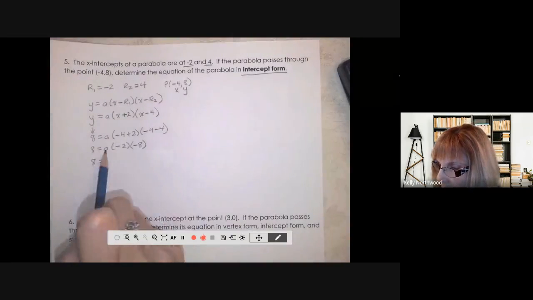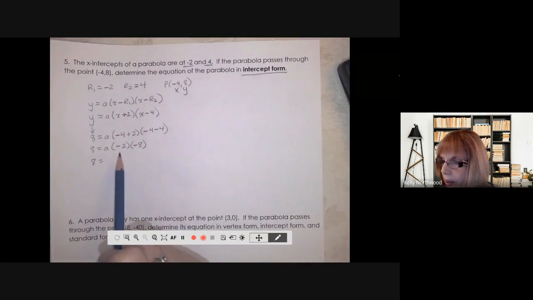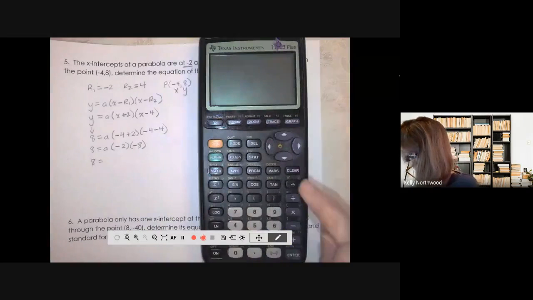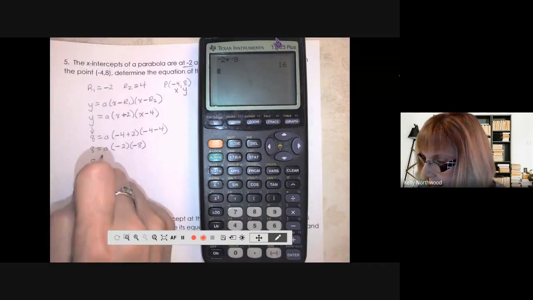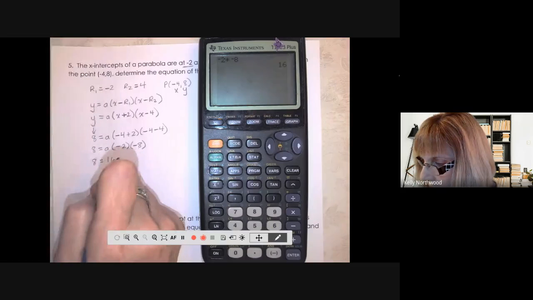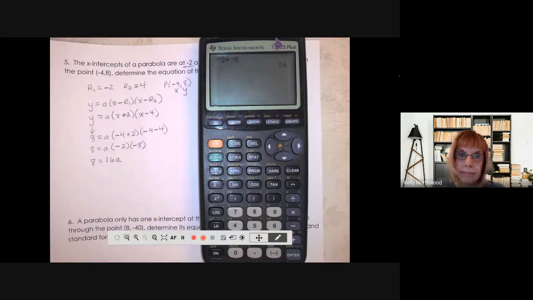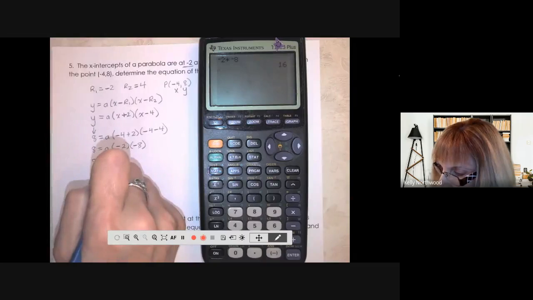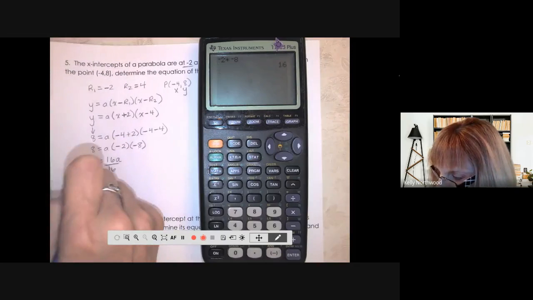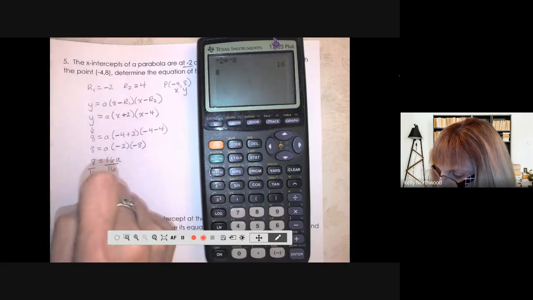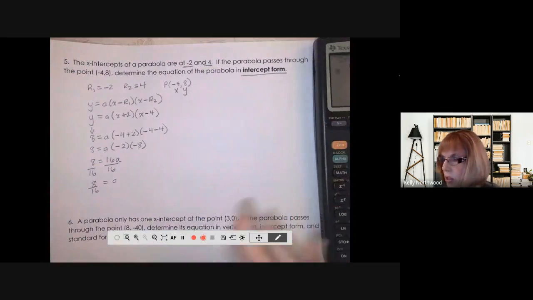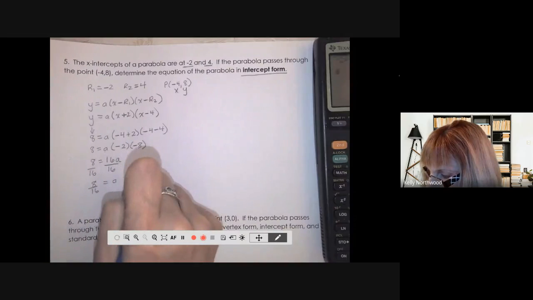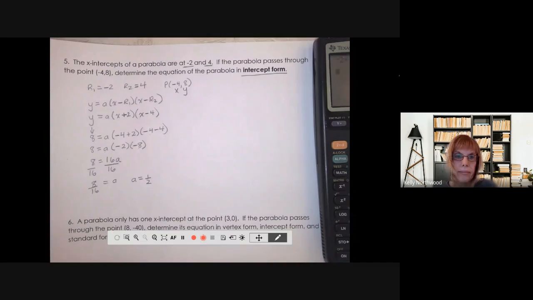Then remember, these are 3 things multiplying together. So I can do the -2 times -8 on my calculator. And then that positive 16 gets multiplied by a, which gives me positive 16a. And a is what I want to get by itself, so I'm going to divide both sides by 16. So a is 8/16, which reduces to either 1/2 or 0.5, whatever you like better. Either one's fine.